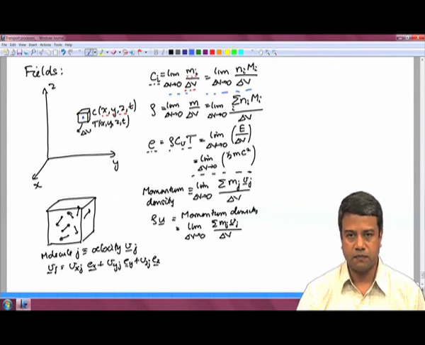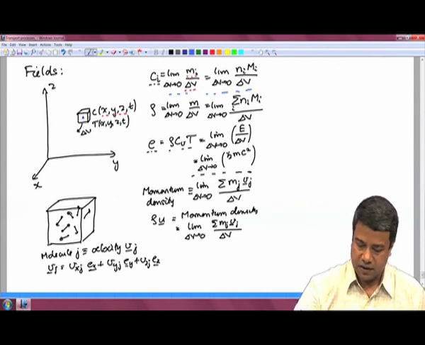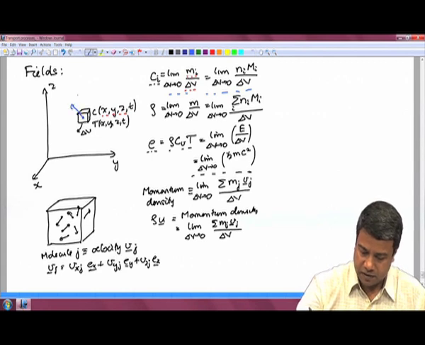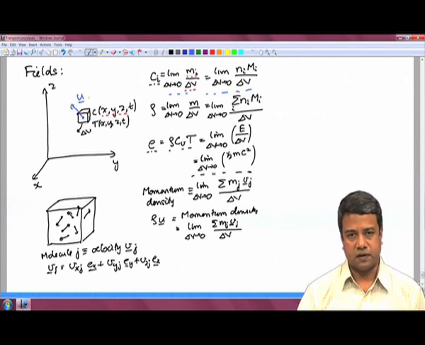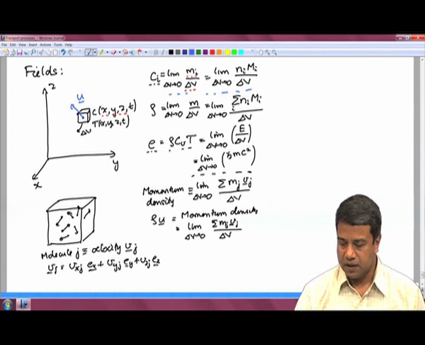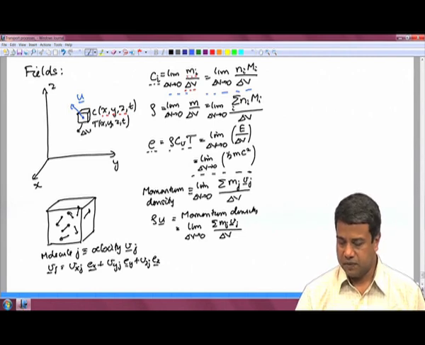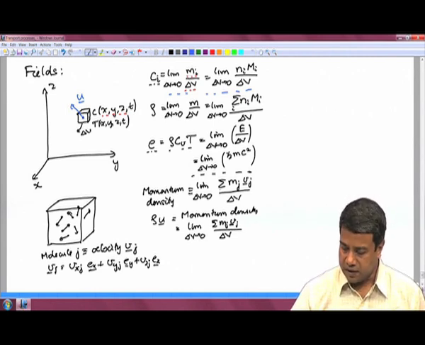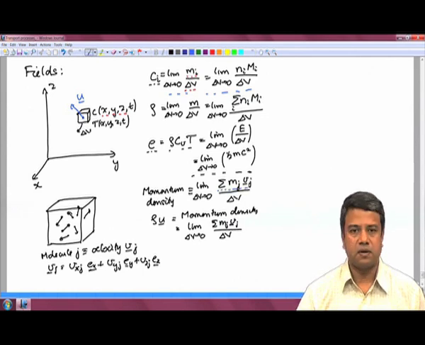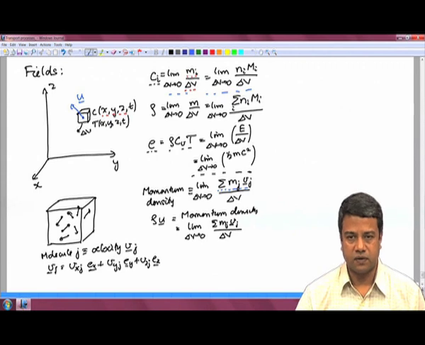Similarly, the mean velocity at a given location. The velocity is a vector, it has three components. In order to find out the mean velocity at a location, we define it through the momentum density. We take a differential volume and calculate what is the total momentum of all the molecules within that volume divided by the volume to get the momentum density. I should note that the momentum is a vector.